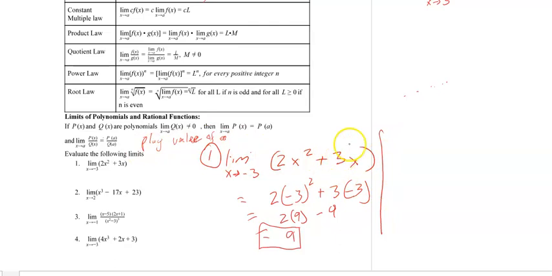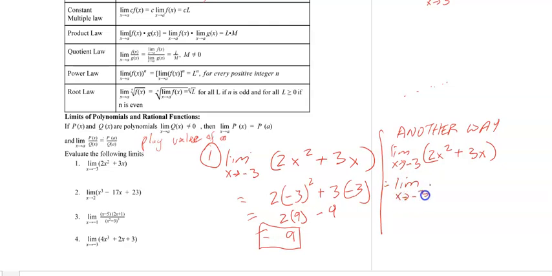If we apply the sum rule to the same problem, so another way to do it is to apply the sum rule, what we'll have is that this limit as x approaches -3 of 2x squared plus 3x, all in parentheses, we break this down into two limits. The limit as x approaches -3 of 2x squared plus the limit as x approaches -3 of 3x.